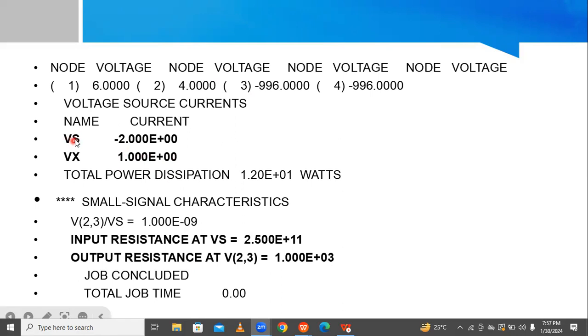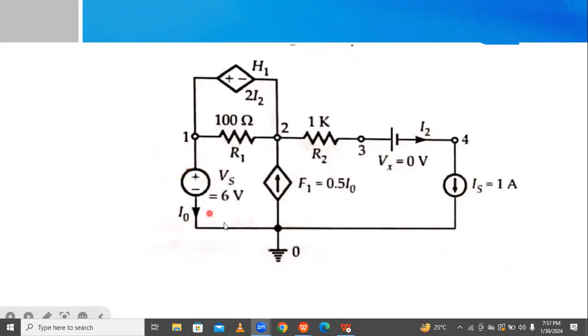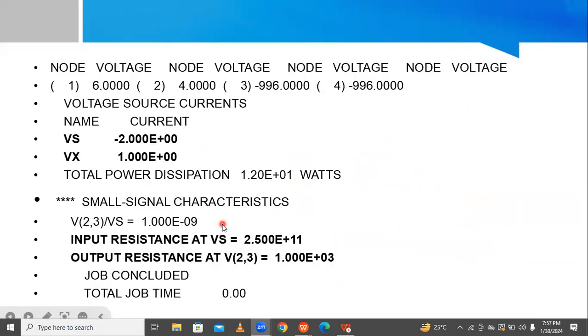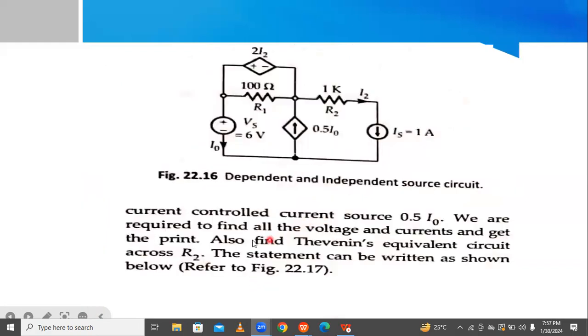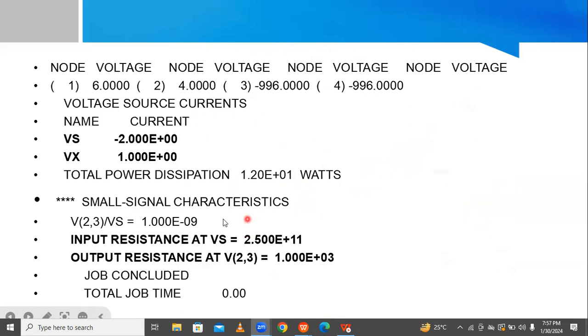In this way, we have to find the voltage and currents. The current flowing through Vs is I0, which is equal to minus 2 amps. And for Vx, the current flowing through the R2 resistor is I2, which is 1 amp. And then next, the program is written like this: dot TF, V of 2, 3, Vs, that is the Thevenin's equivalent circuit across R2. That's why we will get results like this.